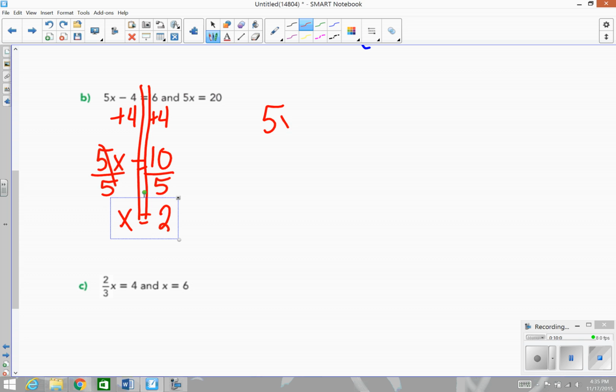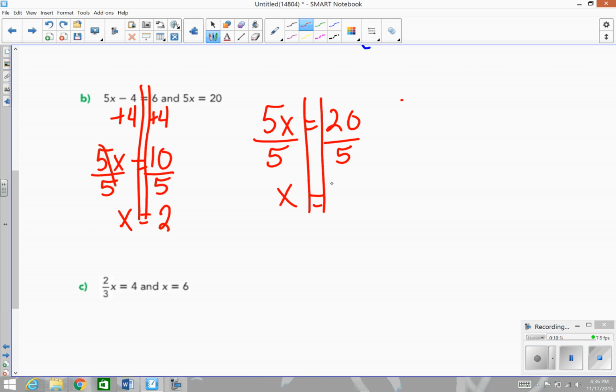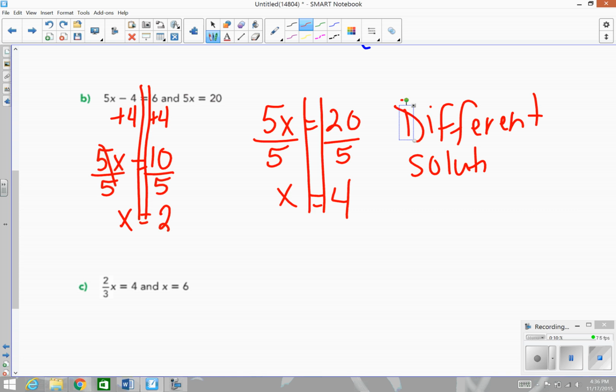Now I'm going to look at 5x equals 20, and I'm going to draw my river. Then again, 5 times x, well the opposite of multiplying by 5 is to divide by 5, and 20 divided by 5 is 4. These have two different solutions. The solution of the first one is 2, the solution of the second one is 4. So we should say, different solutions. Therefore, not equivalent.